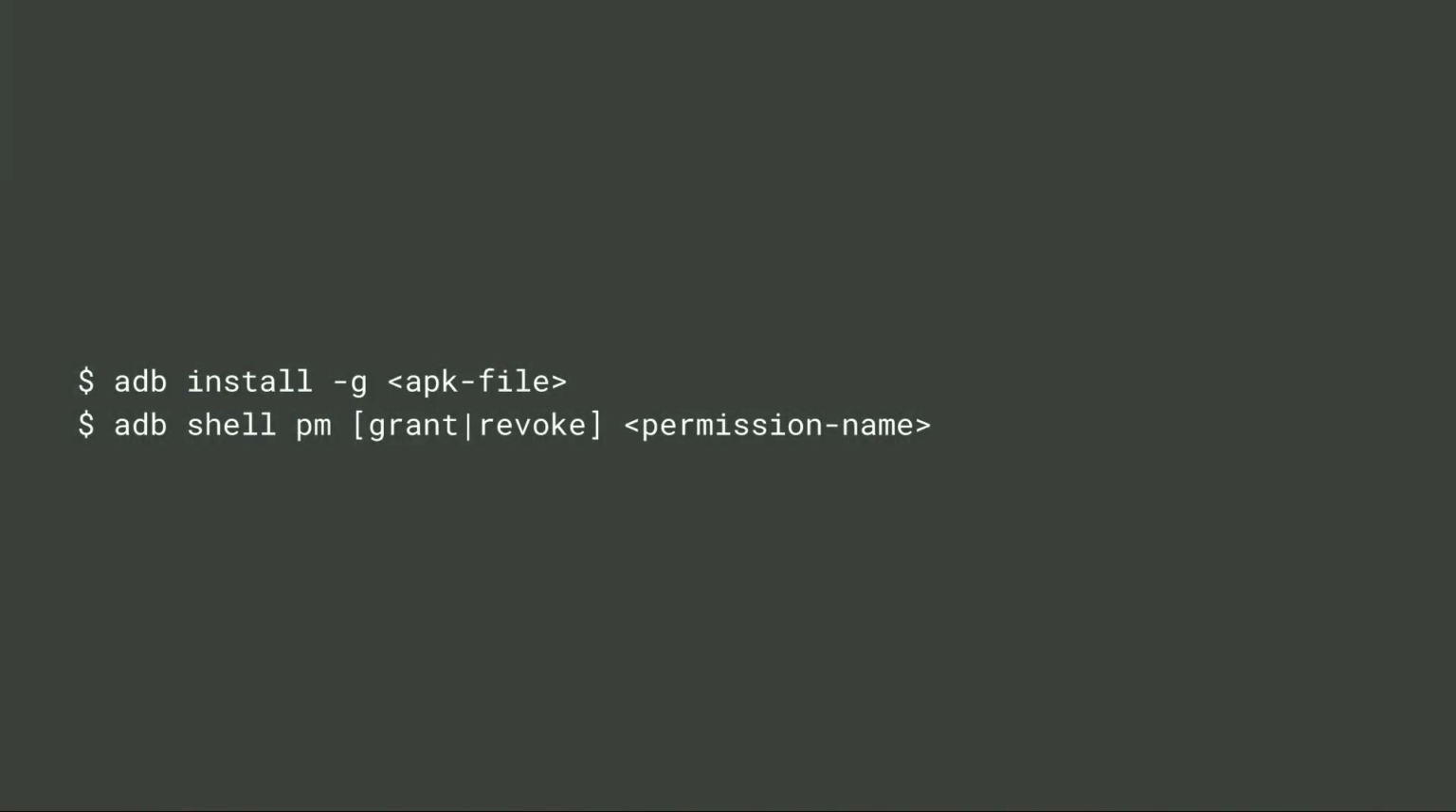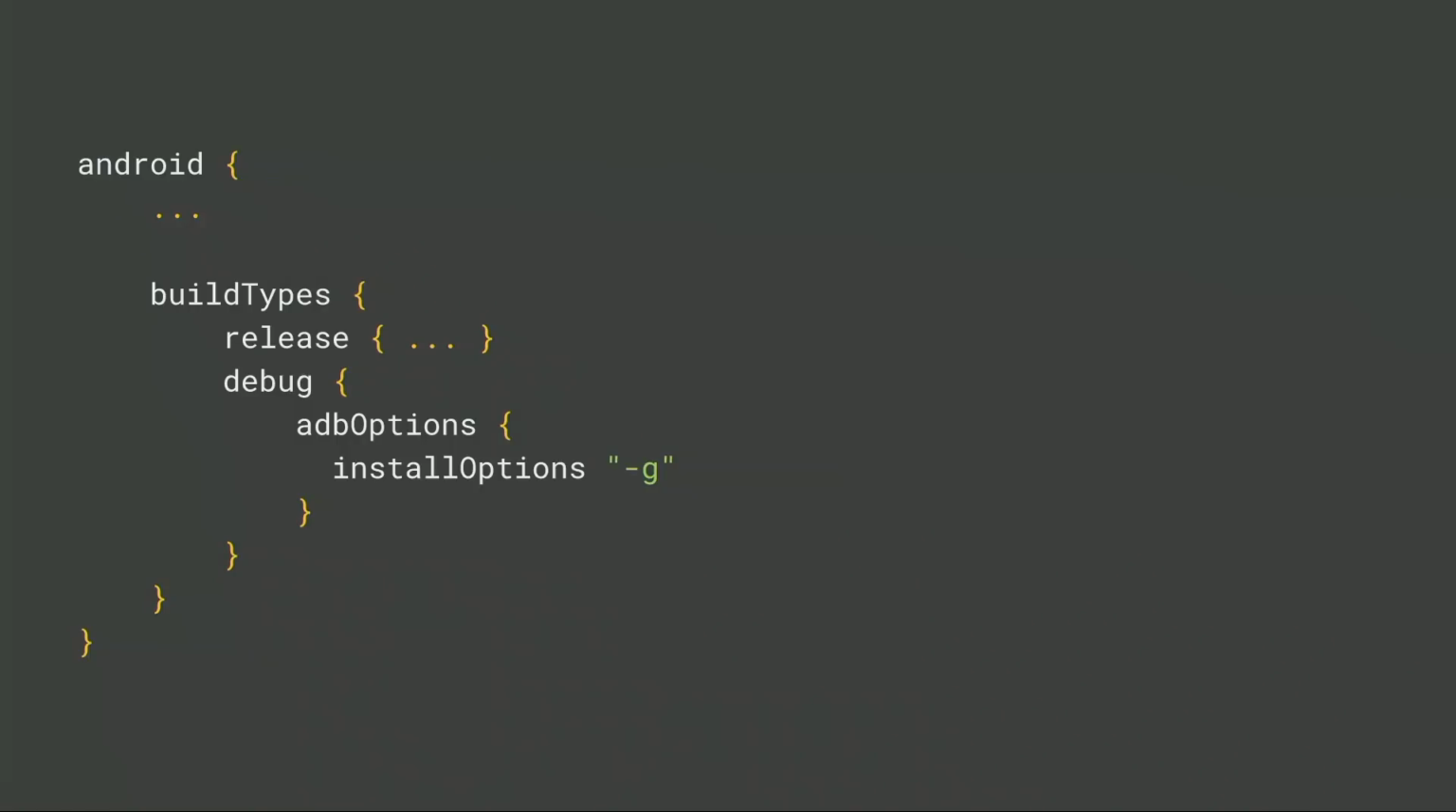Another option is to use the PM grant command to individually grant or revoke permissions inside of your application. You can do this during development, or maybe just to test what the individual behavior is of a certain permission if you deny that inside of your application. If you prefer to use the Gradle command line, or perhaps you're running automated tests or other things where the IDE is not involved, you can actually add this to your build.gradle file using an ADB options block to apply that same -G flag anytime your application is installed.